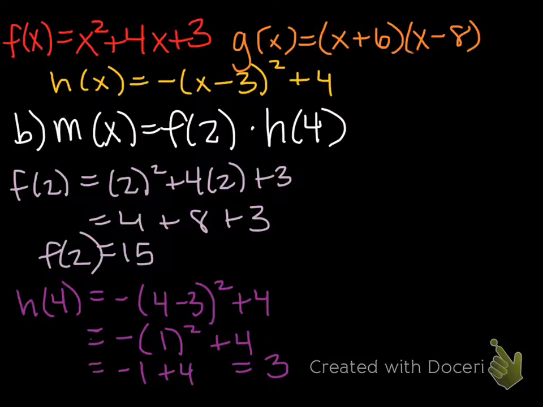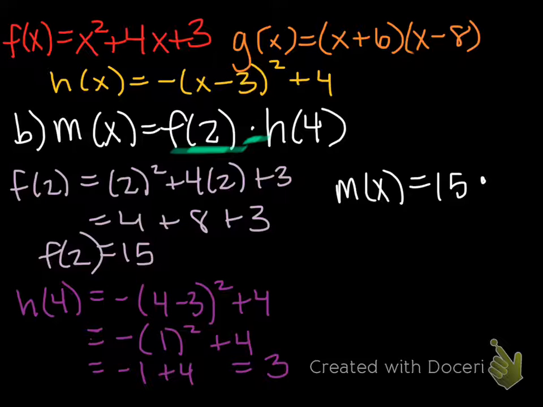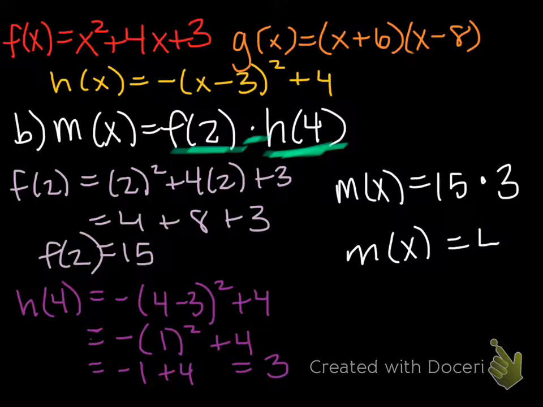All right, now I need to go back to the original problem. So I'm going to come back up here. So m of x equals, in the f of 2 spot, I'm going to replace that with 15. Then I'm going to write times because it says times. And now I need to replace h of 4 with what that was equal to, which is 3. So my new m of x equation is equal to 45.